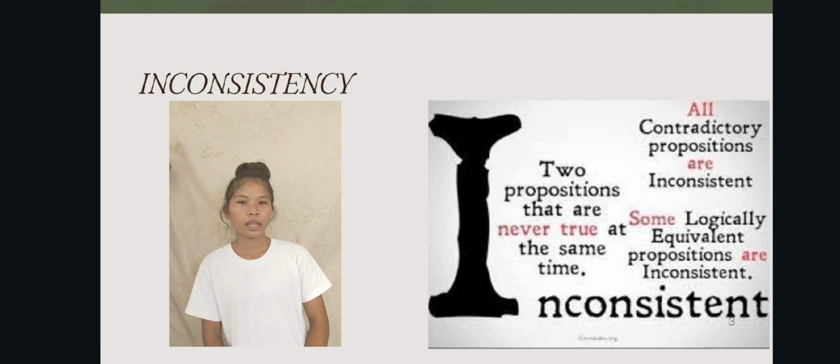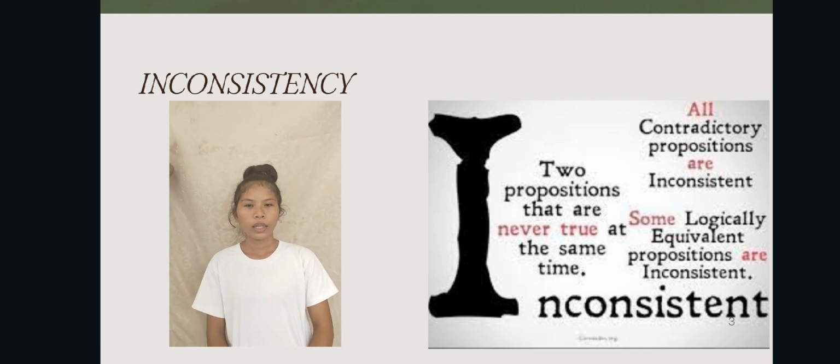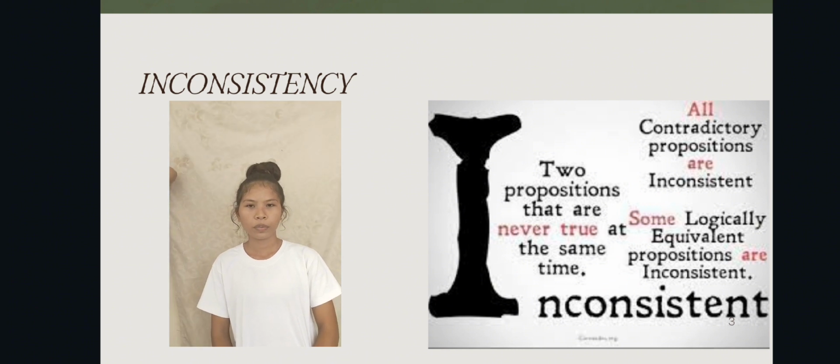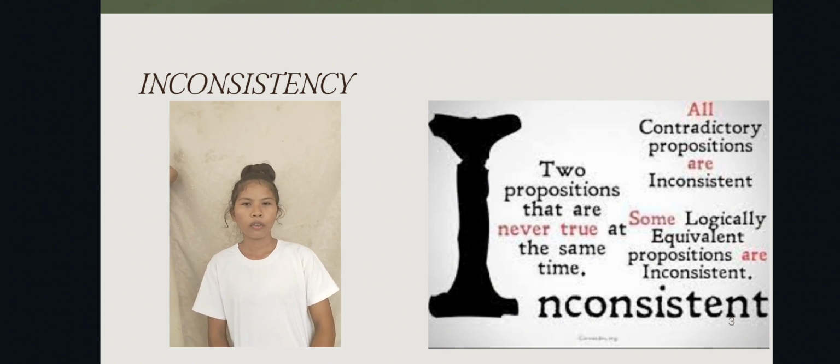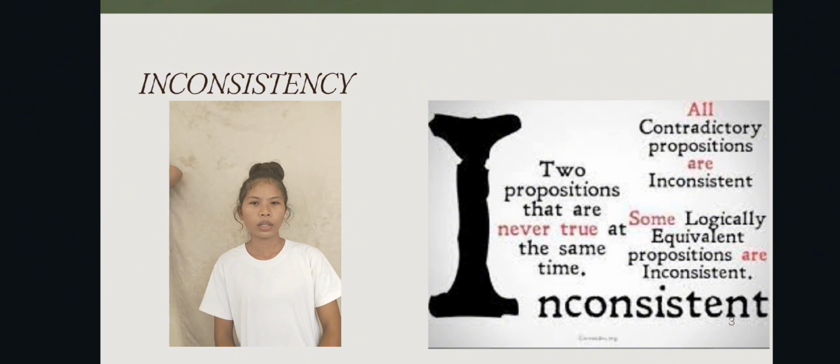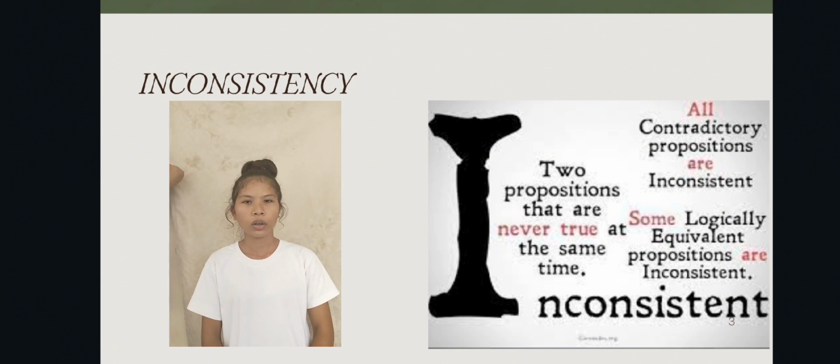The next fallacy is inconsistency. This fallacy occurs when arguments contradict one another. Inconsistency refers to the quality or state of being inconsistent, which can manifest as a lack of agreement, harmony, or uniformity among things or parts.